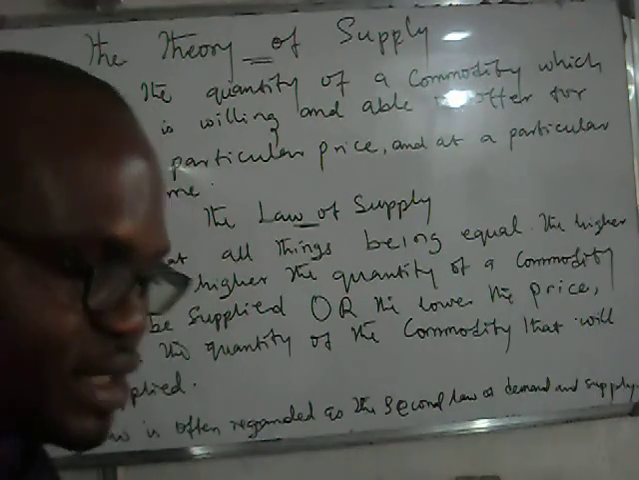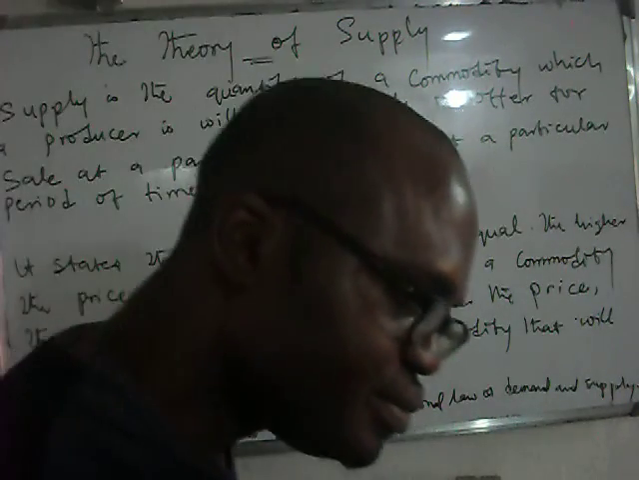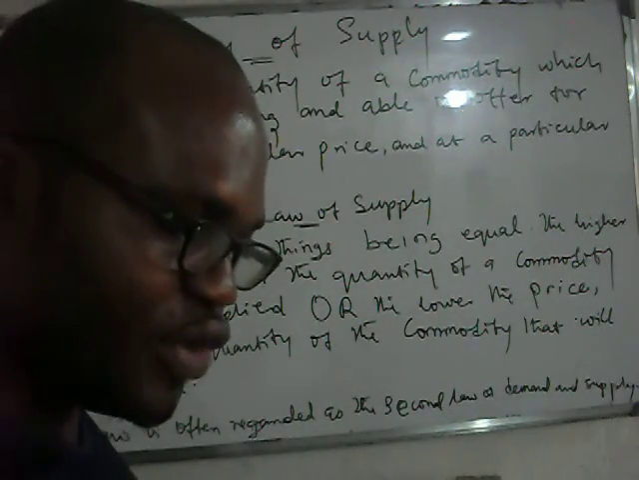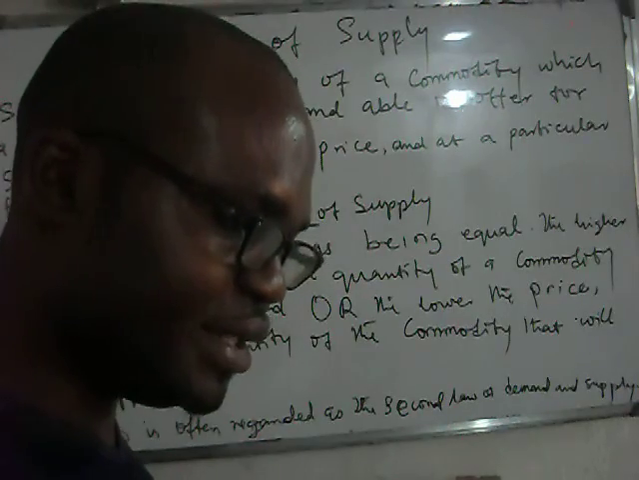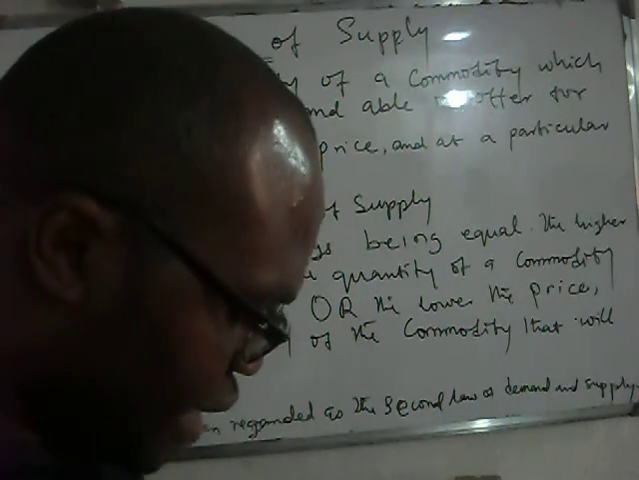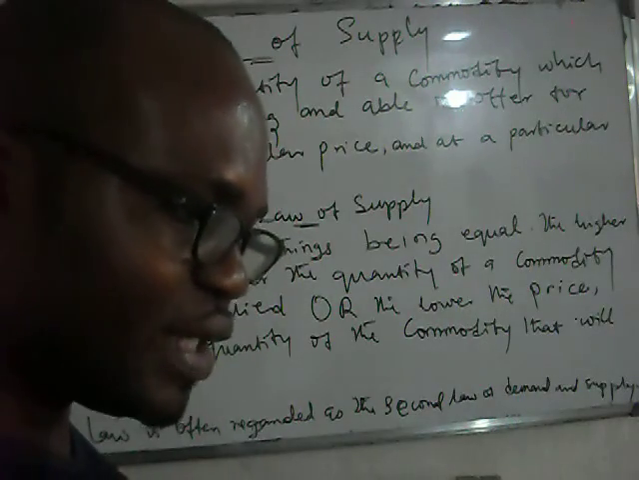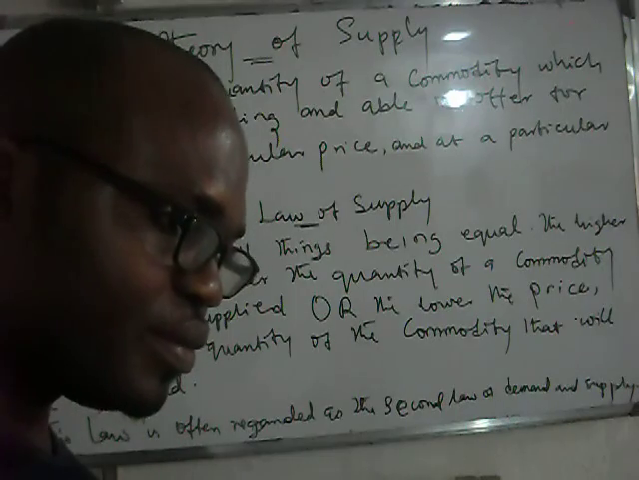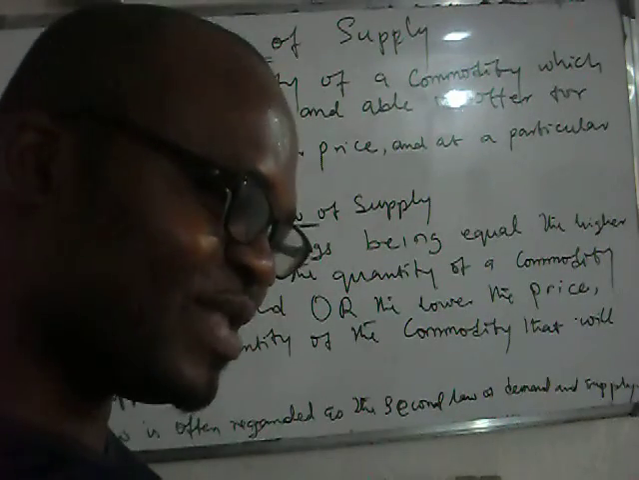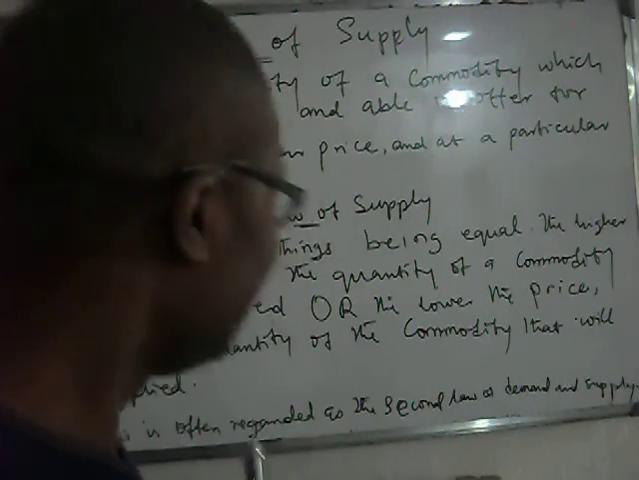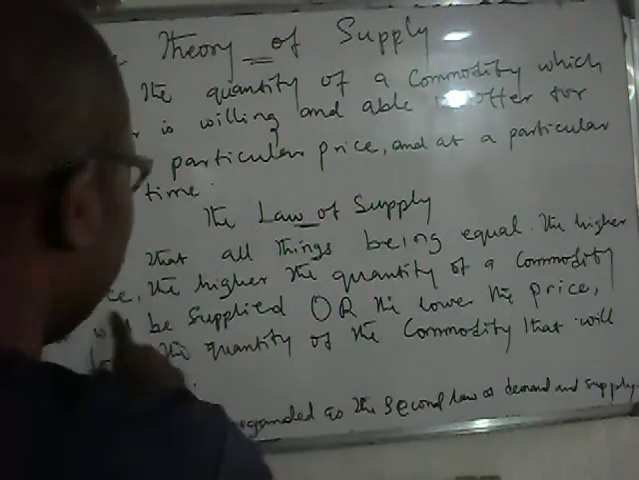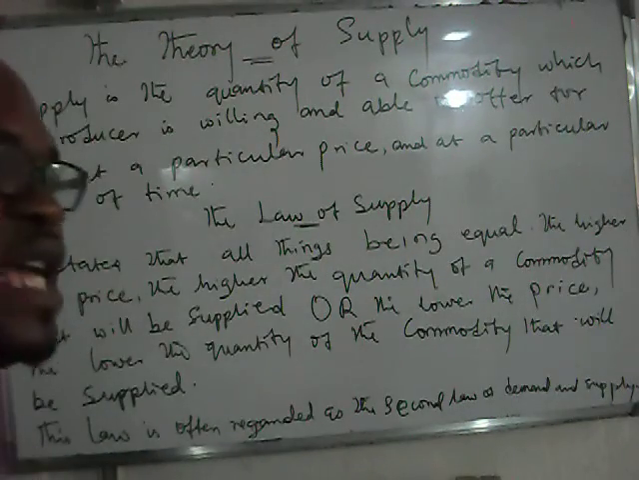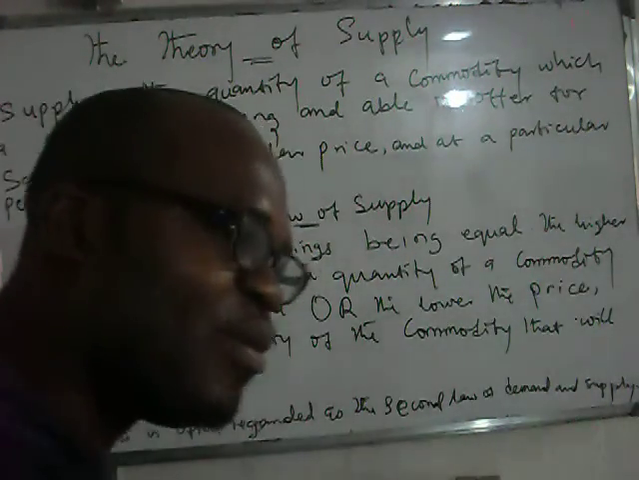Is that clear? Now, how do you explain this law? If I am a producer and I'm producing this shirt, and I have another shirt, like the one you're wearing, that I'm also producing and supplying. If the price on this shirt is 2,000, whereas the price on your old shirt is 100 naira, which one will I be willing to supply more? The one that costs 2,000, because I want to make more money. So that's why the law says that the higher the price, the higher the quantity of a commodity that will be supplied.